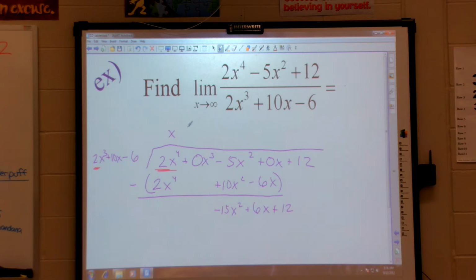So it's plus my remainder all over my divisor. So that's the first thing.